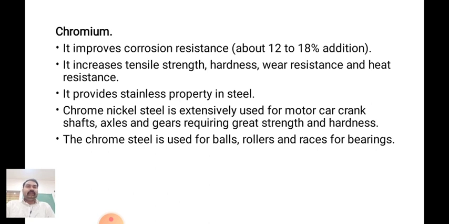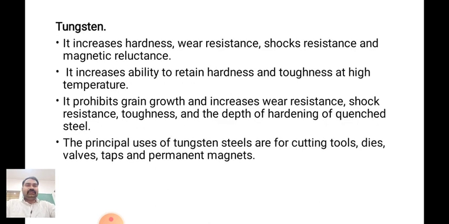So this is the properties and application or uses of the chromium alloying elements. Okay, the next alloying element is tungsten. It increases the hardness, wear resistance, shock resistance and magnetic reluctance. As we have seen, tungsten material is used in tungsten inert gas welding.